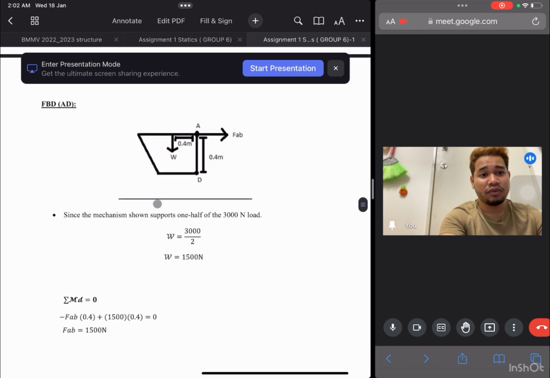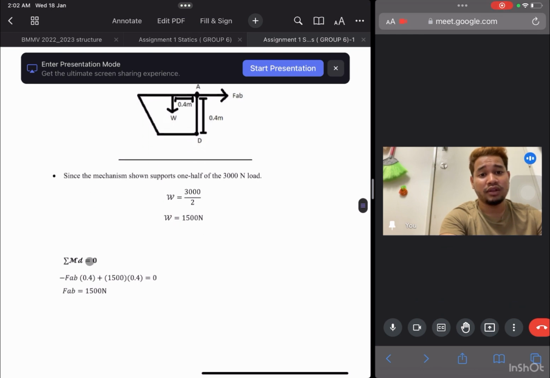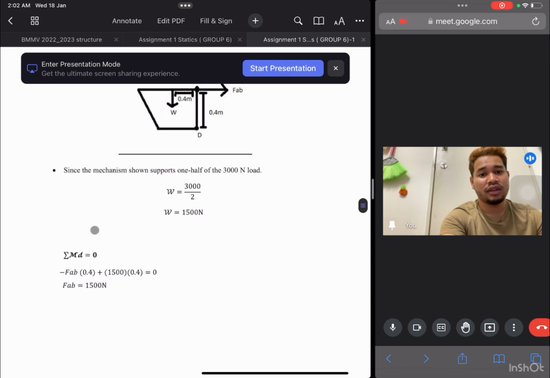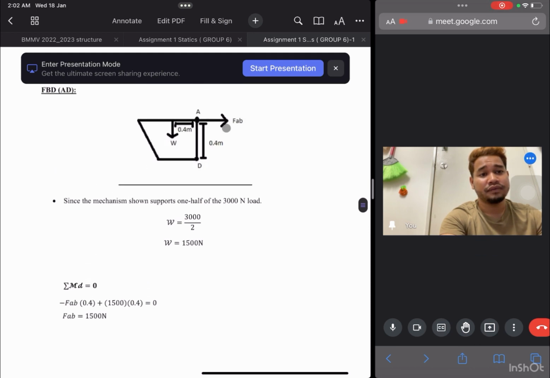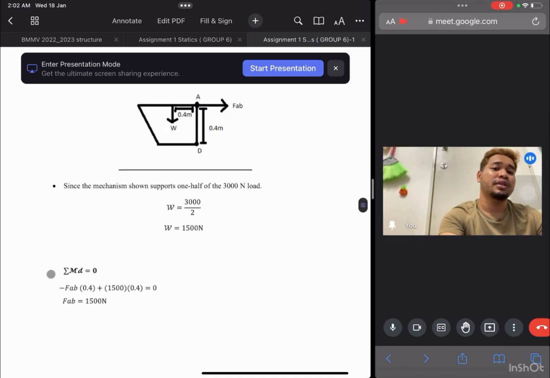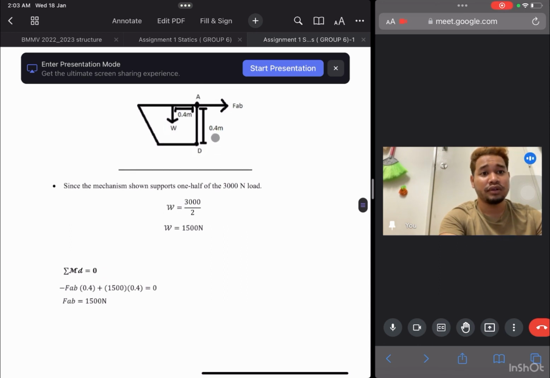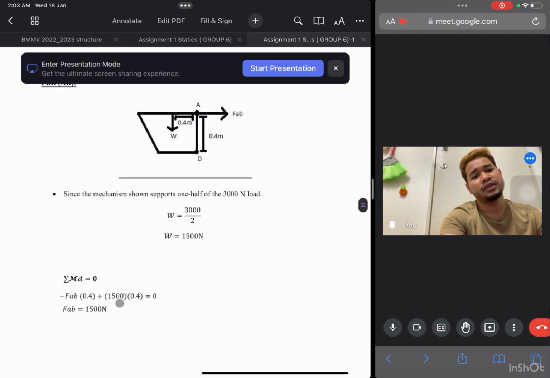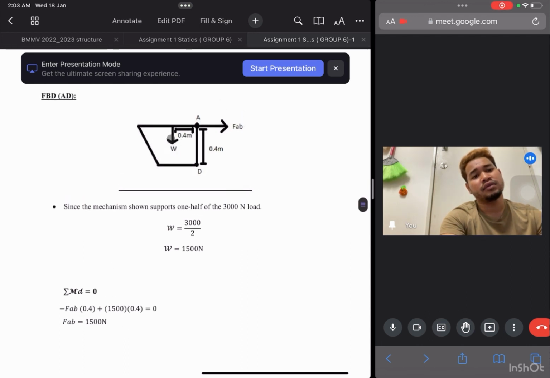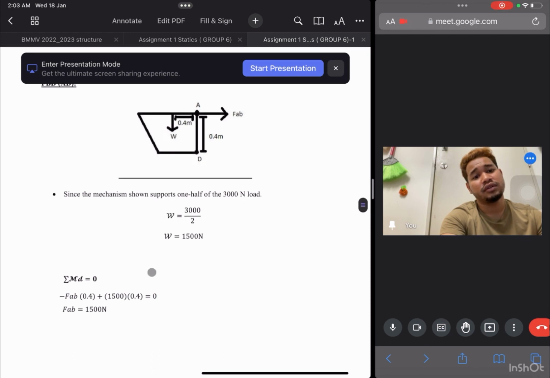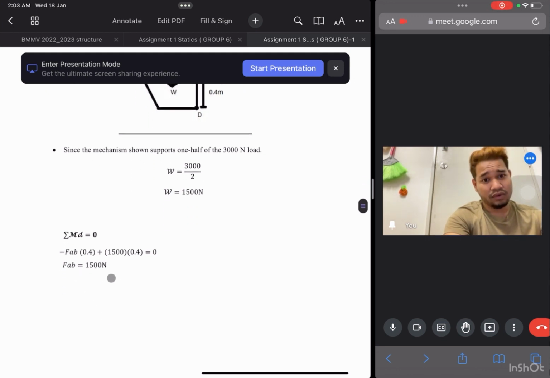We take the moment at the point D. So total moment at point D equal to 0. So we got the negative FAB here, because it's clockwise, so that's why it's negative. Times the displacement 0.4 here, and then plus 1,500 times 0.4 here equal to 0. So we got the FAB 1,500 Newton.